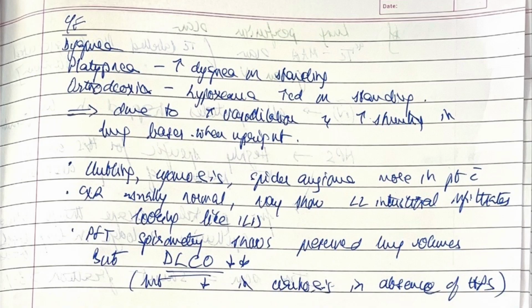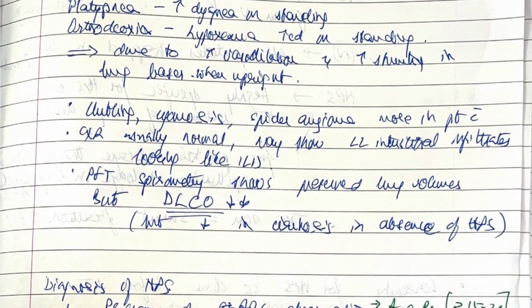Clinical features include dyspnea and platypnea. Platypnea is increased dyspnea on standing, and orthodeoxia is hypoxemia which is increased on standing. This is due to increased vasodilatation and shunting of blood in the lung bases when the patient is upright. You will find clubbing, cyanosis, and spider angiomas more in patients with hepatopulmonary syndrome than in other cirrhotic patients.